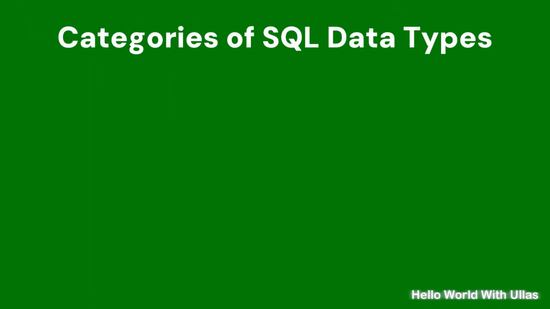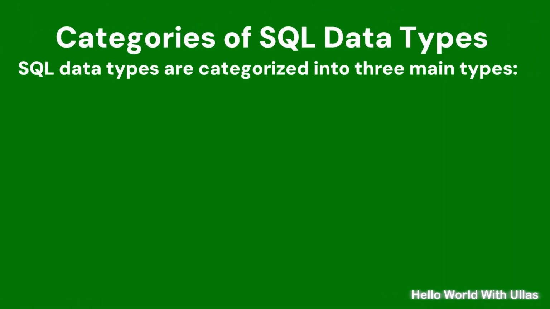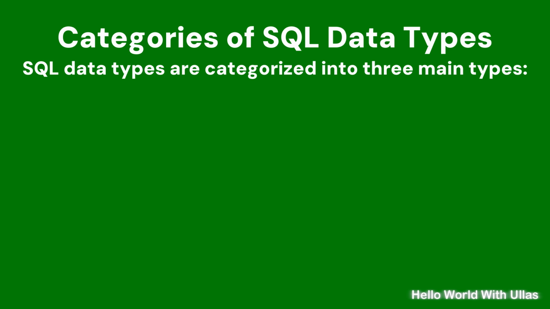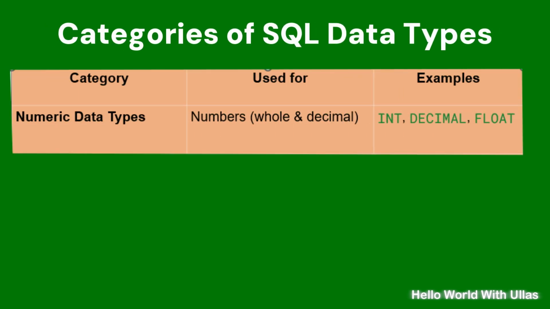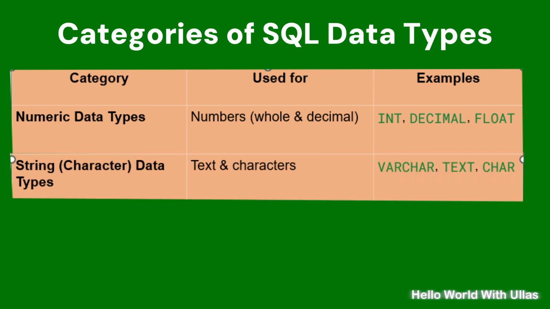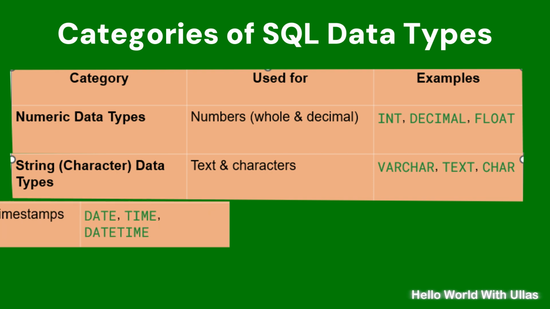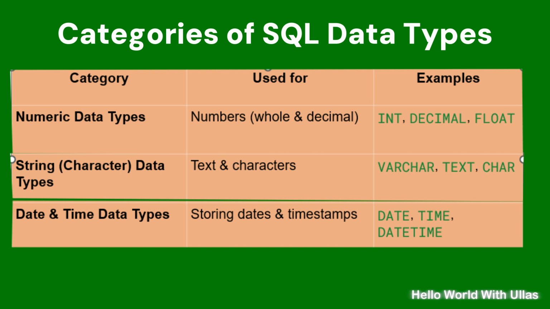Let's see the categories of SQL data types. SQL data types are categorized into three main types. Numeric data types, used for numbers, whole numbers and decimals. Examples are int, decimal, float. Second is string or character, which is used for text and characters, and examples are varchar, text, char. Third is date and time data types, storing dates and timestamps. The examples are date, time, datetime.